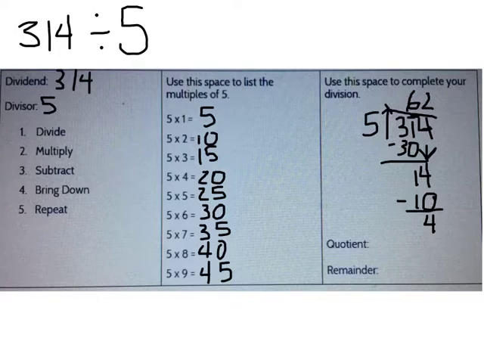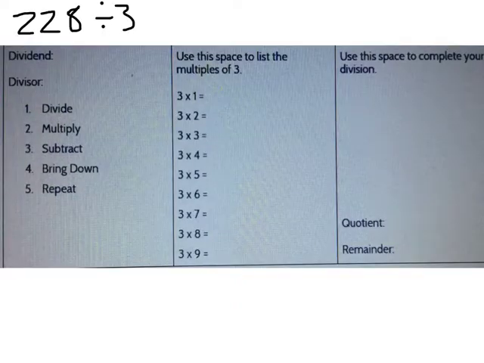So, I'm finished dividing because I have no more numbers to bring down. I have divided in the ones place. My quotient is 62. That's the answer to my division problem. My remainder is 4. There were 4 ones left over. You did a great job with this example. Let's try another. Let's do another problem.